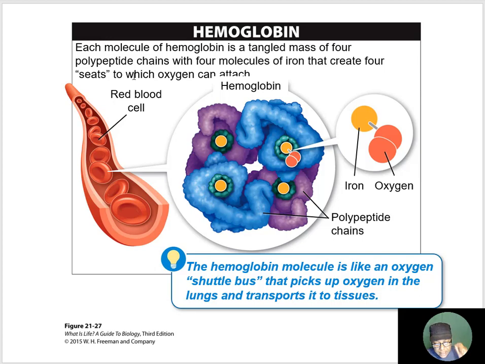So each molecule of hemoglobin is this tangled mass of 4 polypeptide chains with 4 molecules of iron that create 4 seats to which oxygen can attach. So you can see here we've got 4 places on a hemoglobin molecule that oxygen can attach, okay? And this is why we need iron for our red blood cells, right? And you get iron deficiency anemia. So this is why iron's really important, one of the reasons.